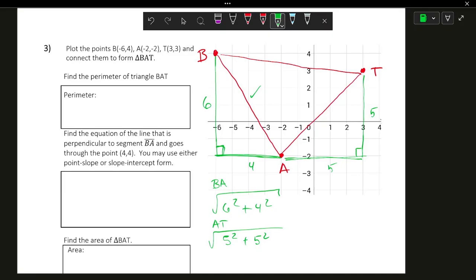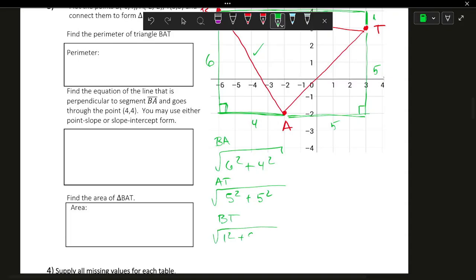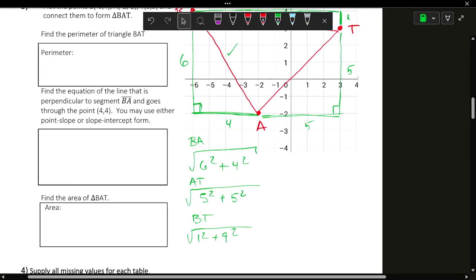And then the last piece of this perimeter is BT. So there's 1 unit here. I can see the difference between the y values for B and T. They differ by 1. And then for B, that's at negative 6, and for T is at 3. That's traveling 9 units. So I've got 1 by 9. So BT is going to be the square root of 1 squared plus 9 squared. All right, so I need to calculate those values, and I'm going to shamelessly flip to a calculator.